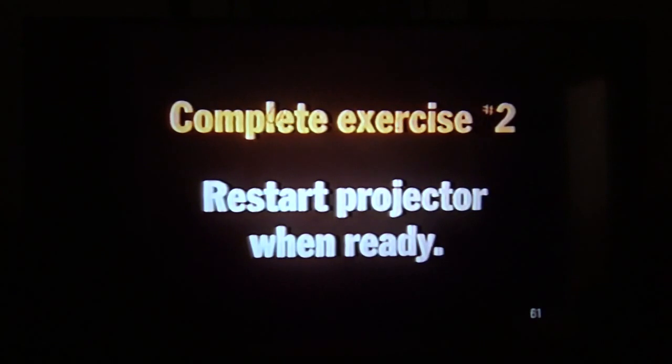Review the preceding troubleshooting steps by completing exercise number 2 in your reference guide. Start the projector when you have finished.